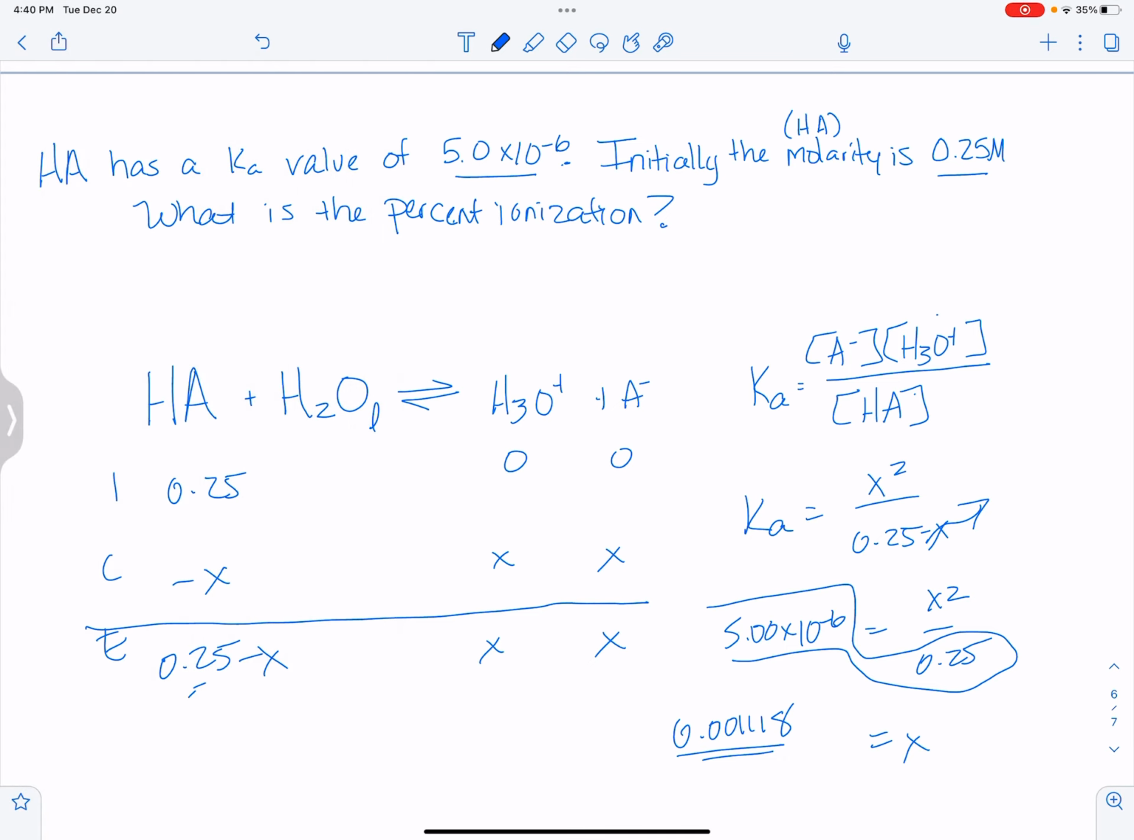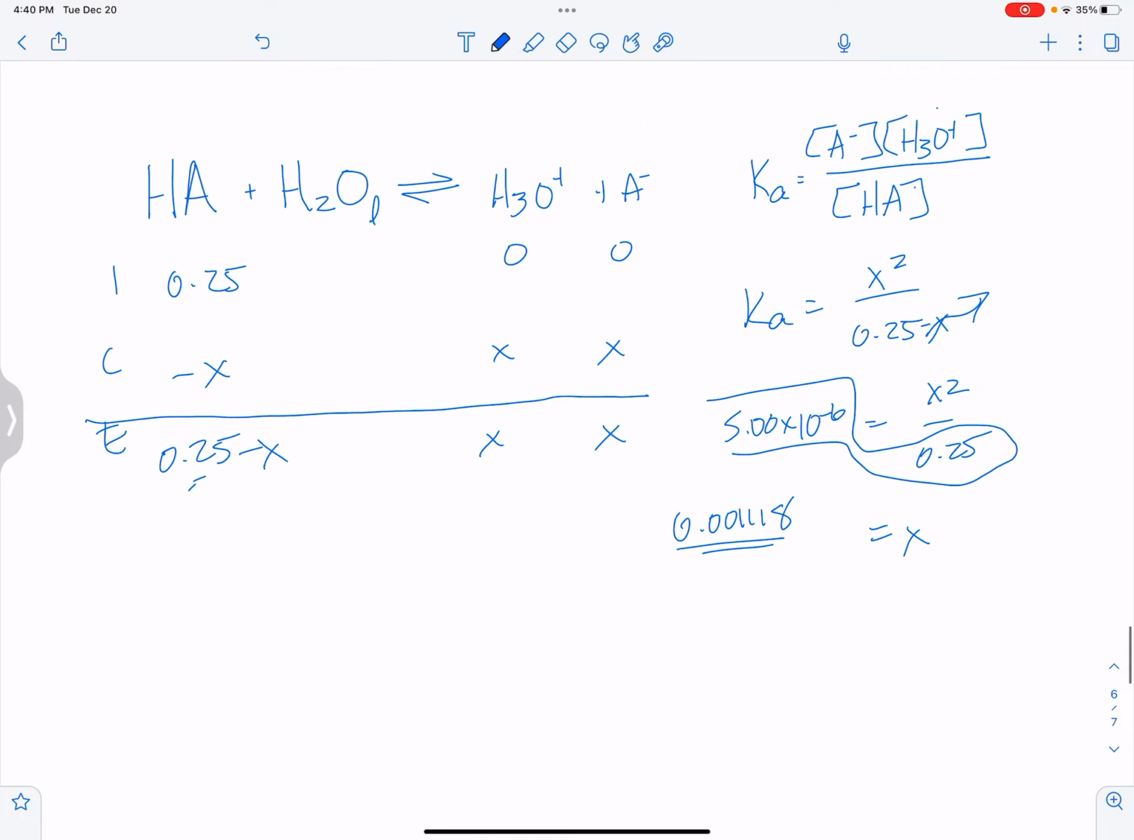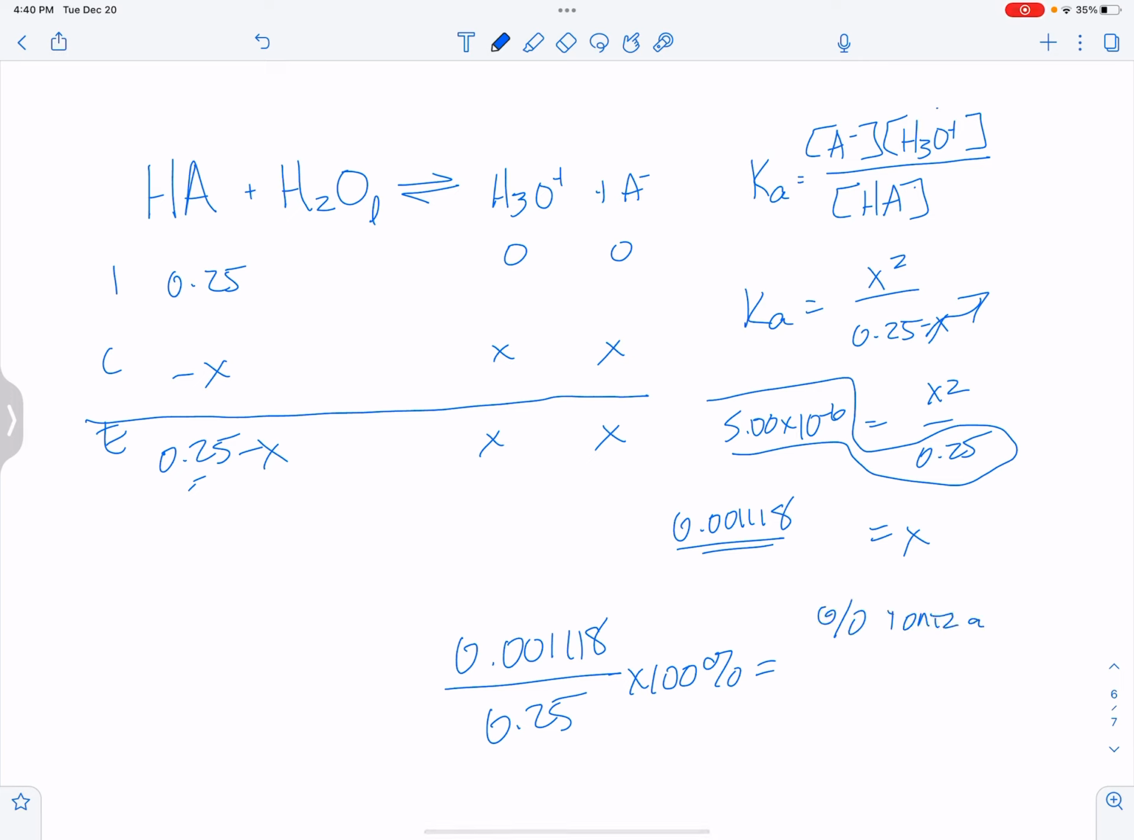So what I also actually just did was this, 0.00118 over 0.25 times 100%. I was making sure it's less than 5%, right? I also figured out the percent ionization. It's just asking how much ionized. Well, x is how much ionized. See, x is how much is ionized.